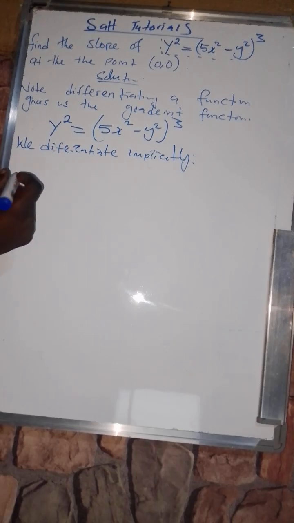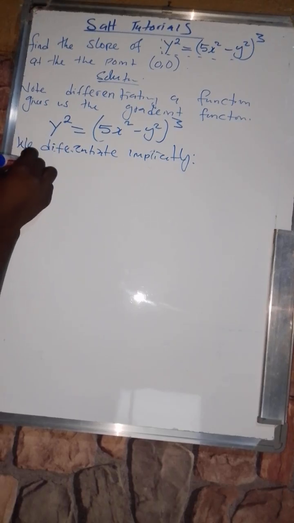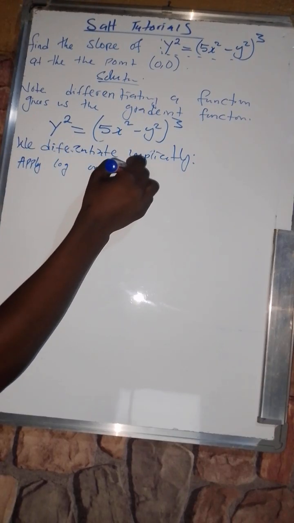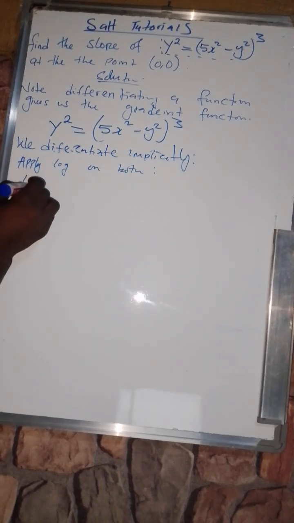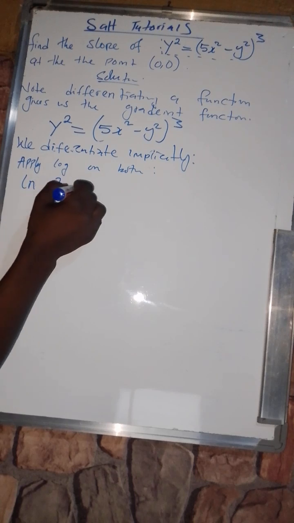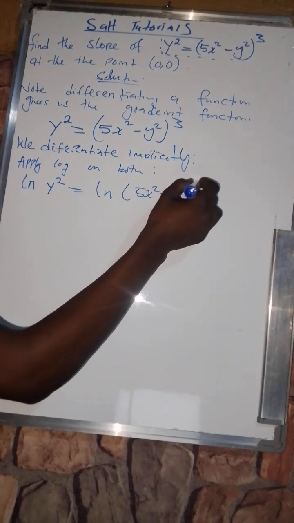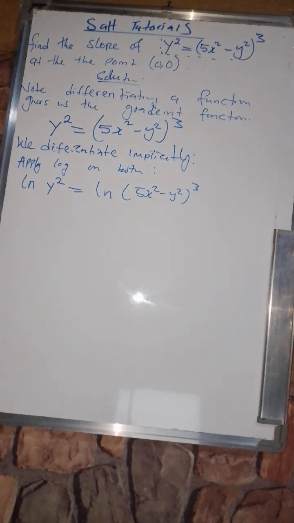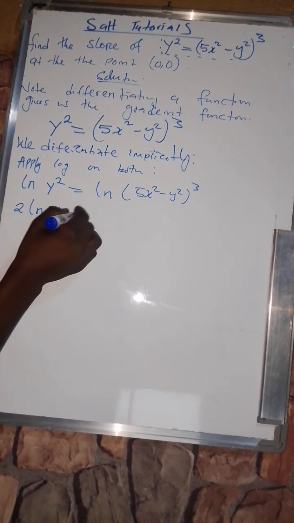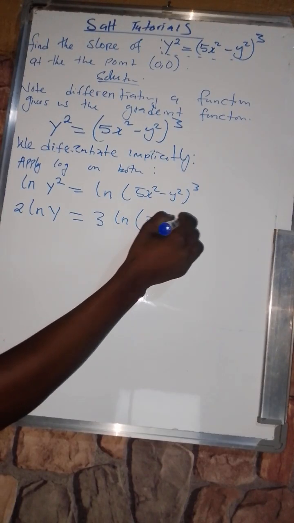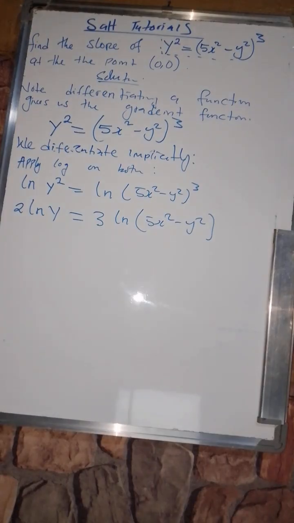So applying logs on both sides, I'm going to have the natural log of y squared equal to the natural log of (5x squared minus y squared) to the power 3. We are using log differentiation here so that the power rule can drop down. I'm going to have the natural log of y equals 3, which will drop down, multiplied by the natural log of 5x squared minus y squared. Then next, what do I do?